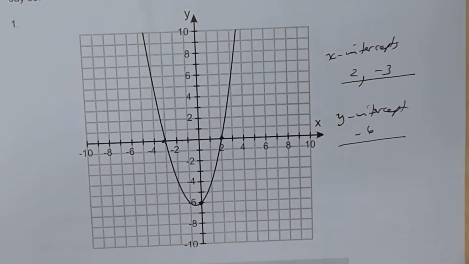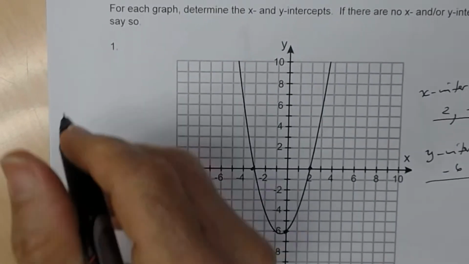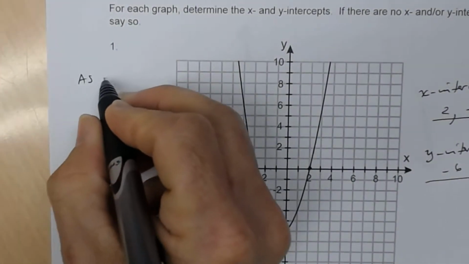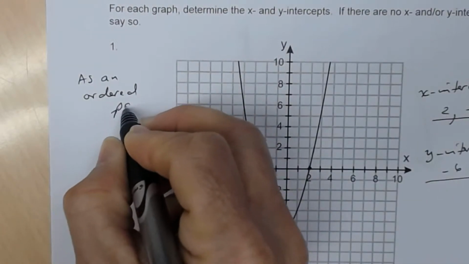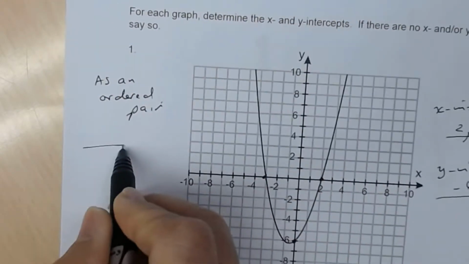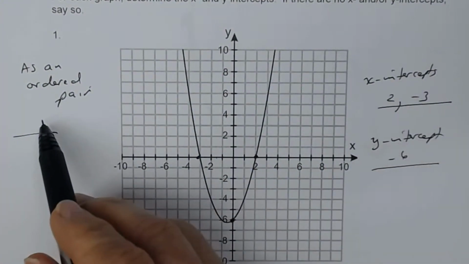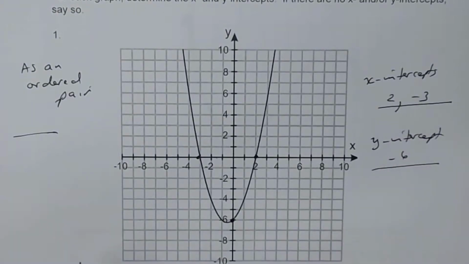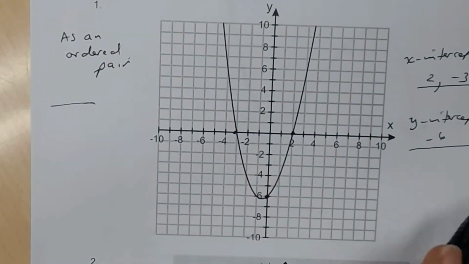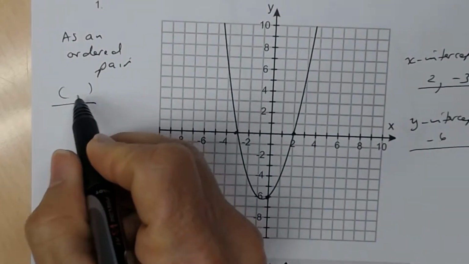So that's your y-intercept. Now, they could ask you to write this as an ordered pair. In MyMathLab, they're not going to ask you to write as an ordered pair. They're just going to ask you to list the points. So you're going to use commas to separate them. Here you don't need a comma because there's just one number. But as an ordered pair, you've got to list an x and y coordinate.